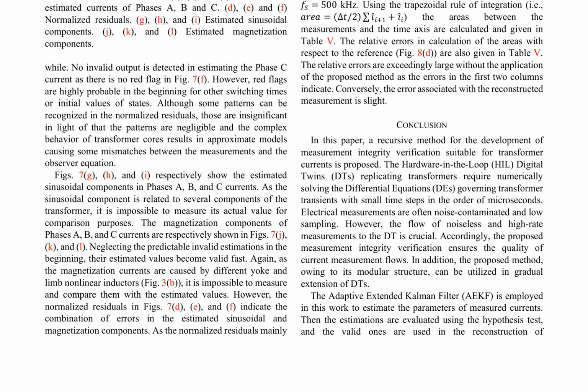The proposed recursive method ensures measurement integrity verification in transformer currents, particularly in the context of hardware in the loop, HIL DTs. The method's modular structure enables its gradual extension to DTs, and the Adaptive Extended Kalman Filter, AEKF, is employed to estimate the parameters of measured currents. A hypothesis test is used to evaluate the estimations, and the valid ones are utilized in the reconstruction of measurements.